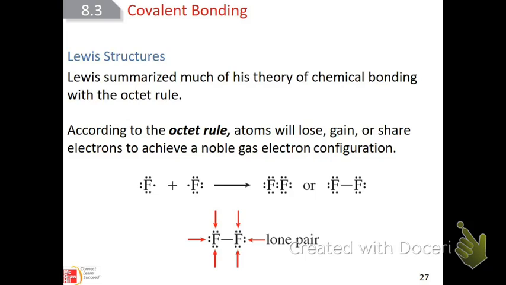In this case, we have fluorine. Fluorine has 7 electrons in its valence shell. It wants 8. If it cannot find some place to get an extra one, to take or to have one transferred to it, it will be willing to share an electron with someone else.